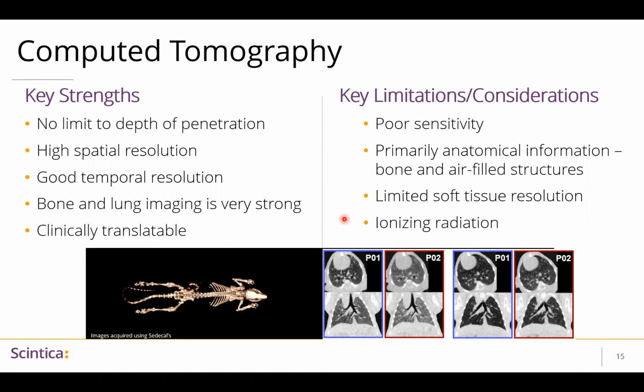And of course, we need to start to think about ionizing radiation. Most of the new systems have been developed to limit the amount of radiation that the imaging subject's exposed to. So in most cases, it's not affecting the outcome of your model, and you can image those animals longitudinally, but it is something to think about in your study design.